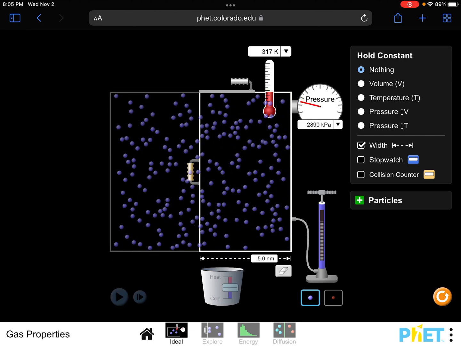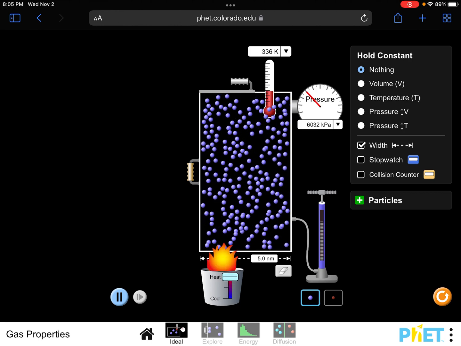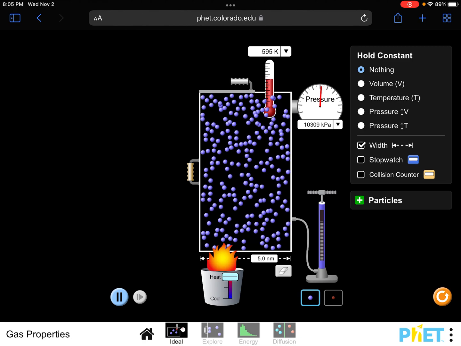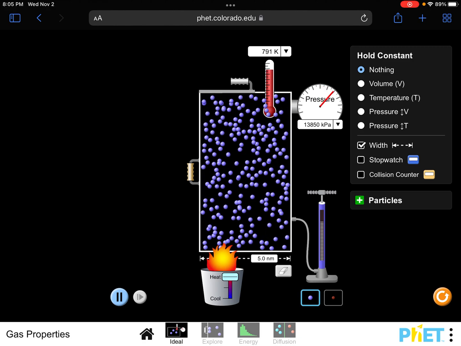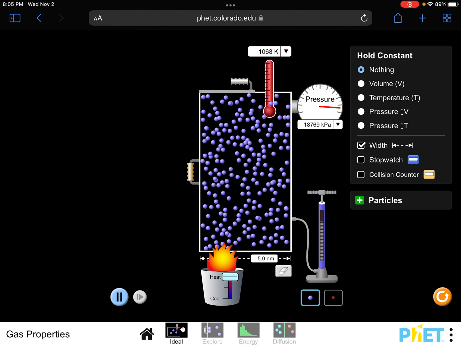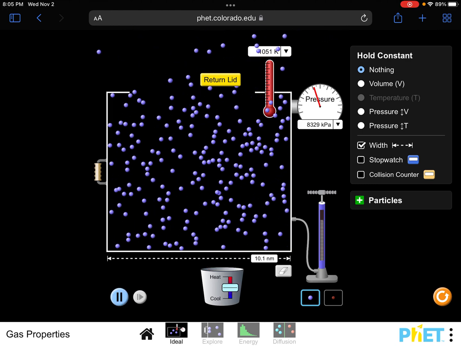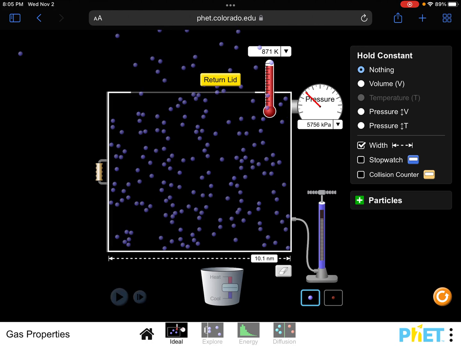Okay, and of course, if we heat it up too much, we exceed the container's capacity, and the lid pops off. So there it all is, all coming out now.